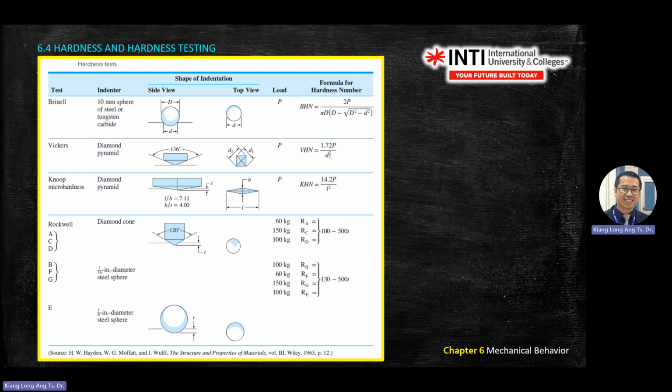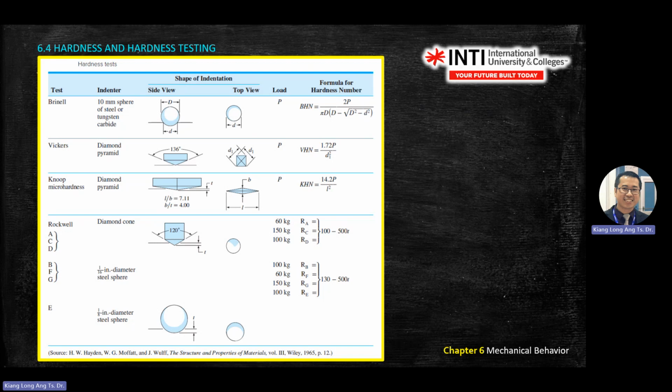D is the indenter diameter, sorry, the indentation, side view. This one is usually the indenter side view. Then you apply what you see on the object, the small d here, you substitute it inside, and you get one value. If the indenter is pyramid shape, this is what we have in the lab.